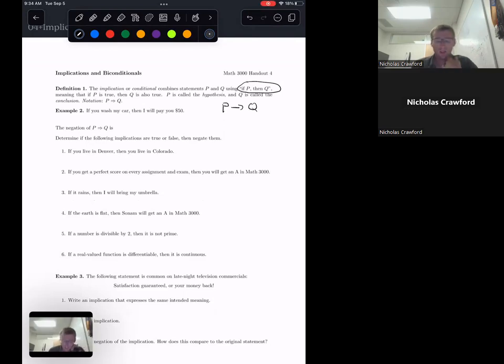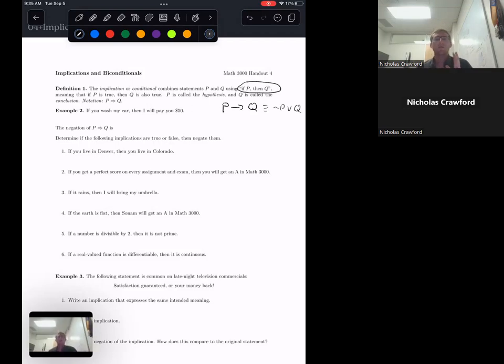So we already know what this is. We already said this is the same thing as not P or Q. So what we're going to want to do is determine whether these are true or false, and then write the negation of these. So let's look at example 2 here. It says, if you wash my car, then I will pay you $50.